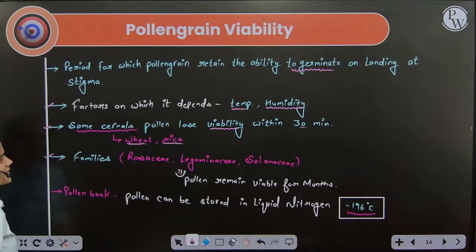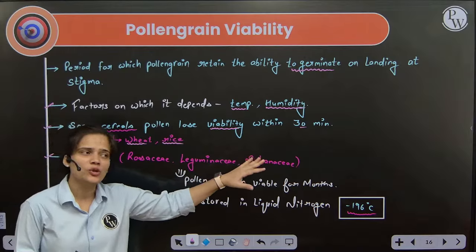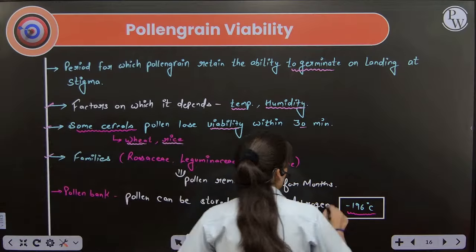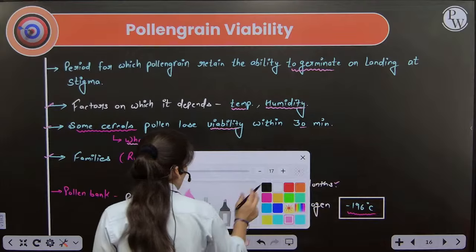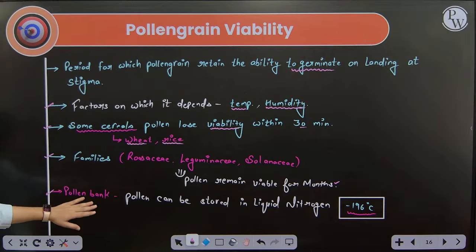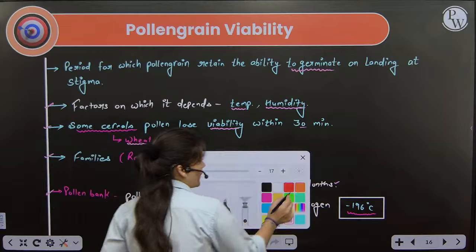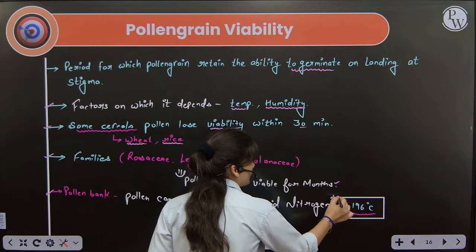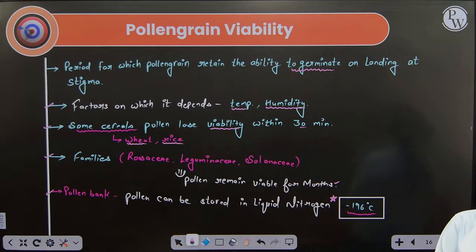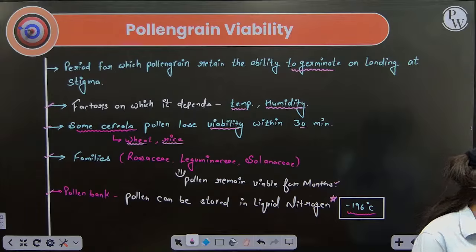In some families like Rosaceae, Leguminosae and Solanaceae, what happens? Pollen remains viable for a few months. Now, can these pollen grains be stored? Yes, pollen grains are stored in liquid nitrogen, and the temperature of liquid nitrogen is minus 196 degrees Celsius. This is about the male reproductive part. Now we are going to start with the female reproductive part. Before starting with that, let's try to solve some questions.